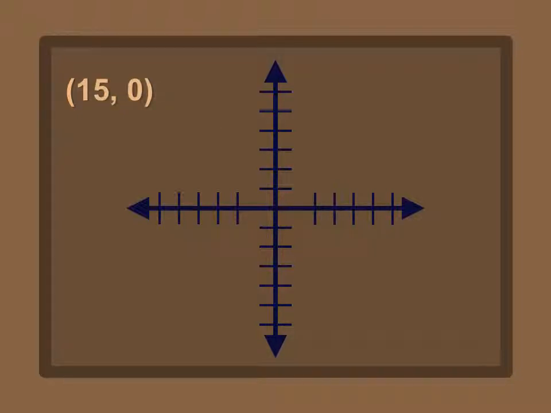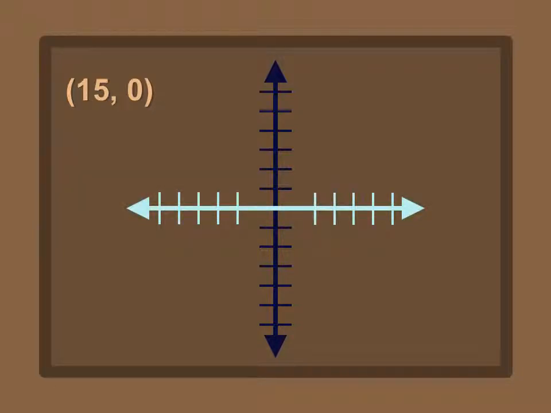Go ahead and try this one, (15, 0). Okay, you should have said the x-axis because if you go 15, that's the x value, so you're going 15 this way. And your y value is 0, which means you're not going up or down, which means you're still on the x-axis. So you should have said x-axis.